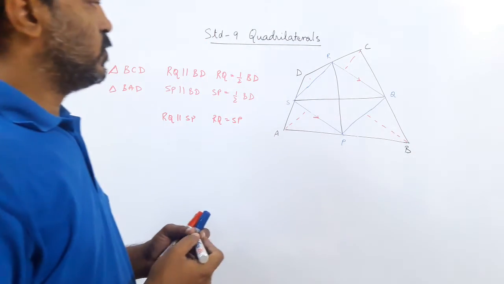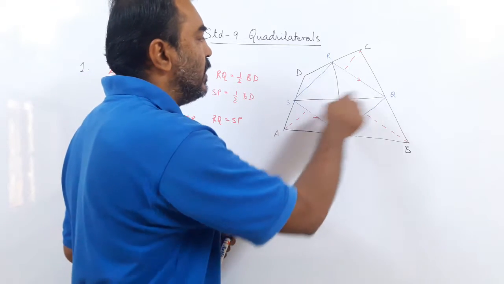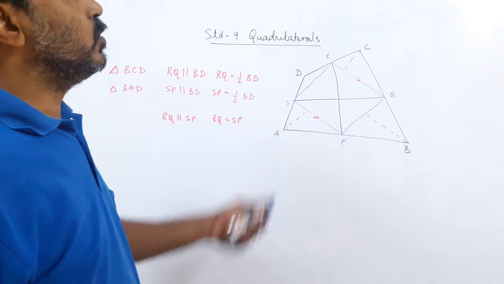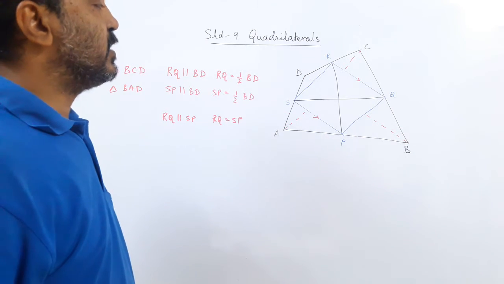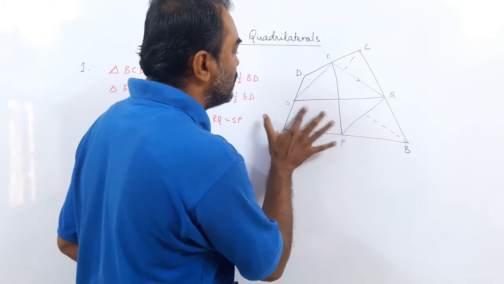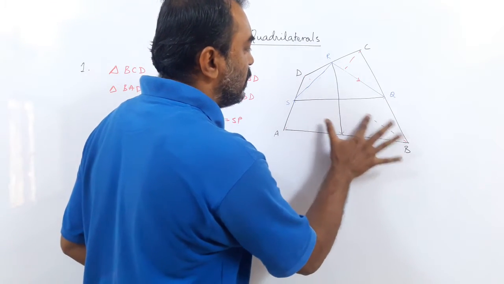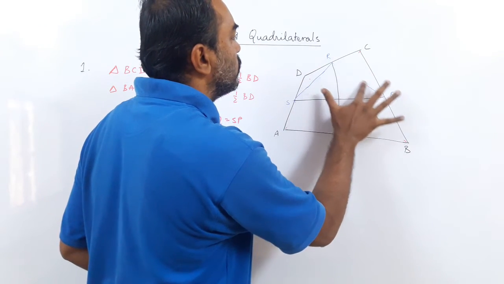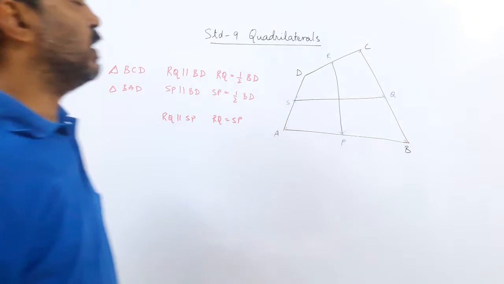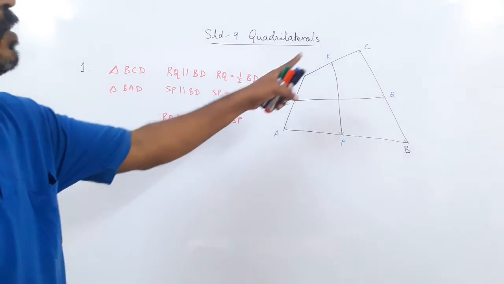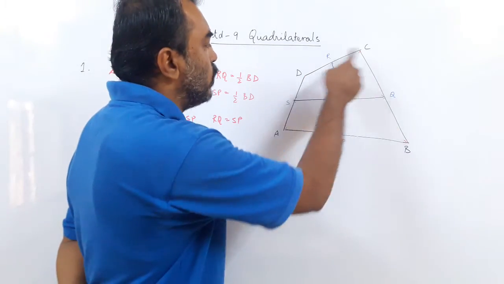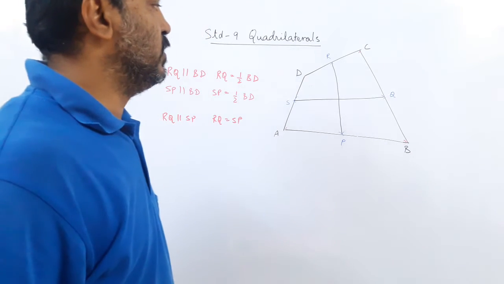And if you join the midpoints of the opposite sides, say RP and SQ, they will bisect each other. Why will they bisect each other? Because you know the diagonals of a parallelogram bisect each other. But how can the sum be asked to you? The sum can be asked in a different way. For example, they will only give you the quadrilateral ABCD, and the midpoints PQRS of the corresponding sides, respectively.